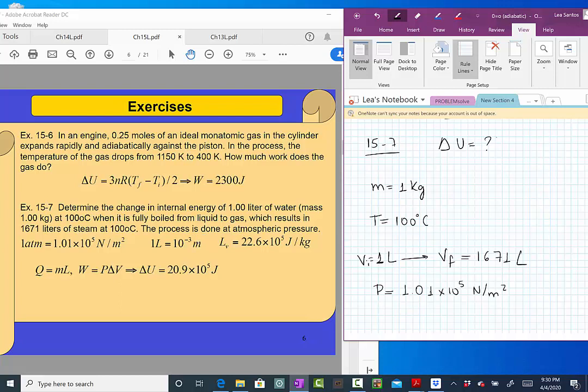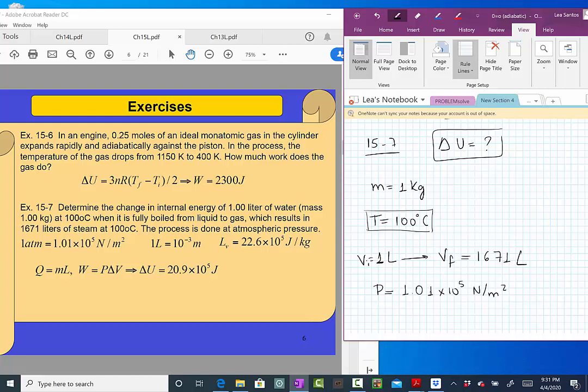So how do we get this change in internal energy? Well, look, careful here. There is no change in temperature. The temperature is constant. All that is happening in this problem is a change in phase from liquid to gas. And you may say, okay, but then how do we have a change in internal energy if we don't have a change in temperature?